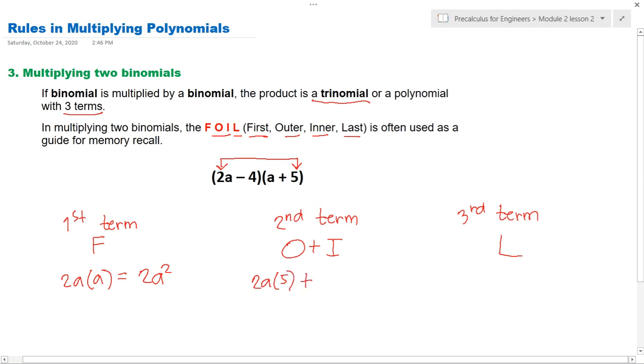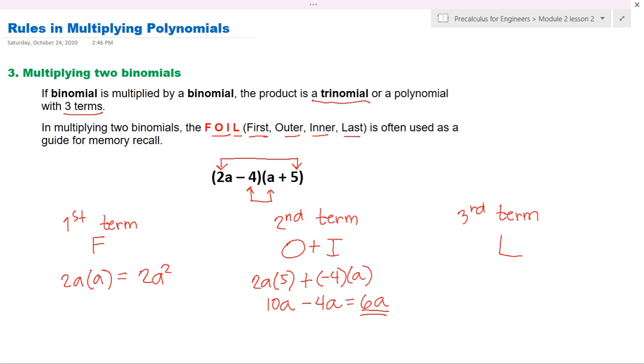How about your inner class, your I? So, this would be the inner terms. Ganun lang. So, again, outer, doon sa, ano talaga, sa may gilid. Yung inner is yung mga terms na nasa loob. So, we have here plus, don't forget the sign, negative 4 times a. So, simplify, you have 10a minus 4a. This would be equal to 6a. So, ito pala yung second term natin, yung 6a.